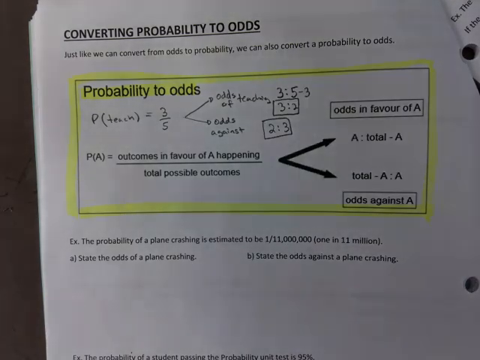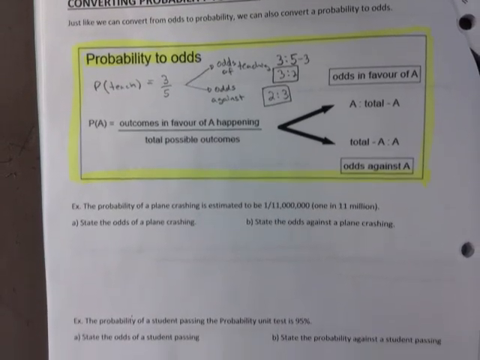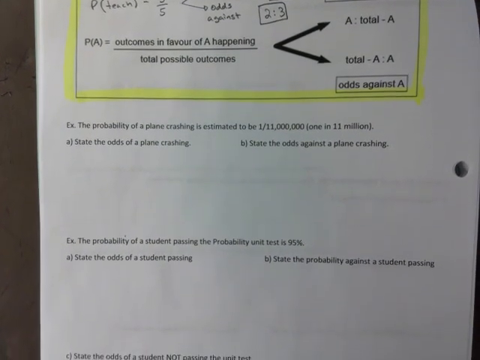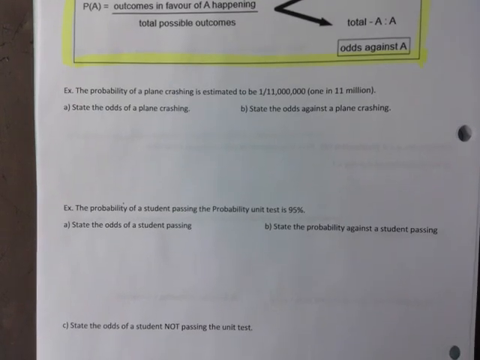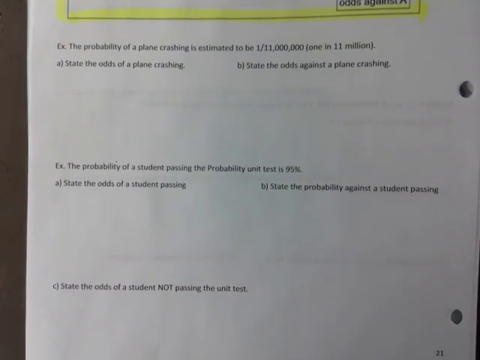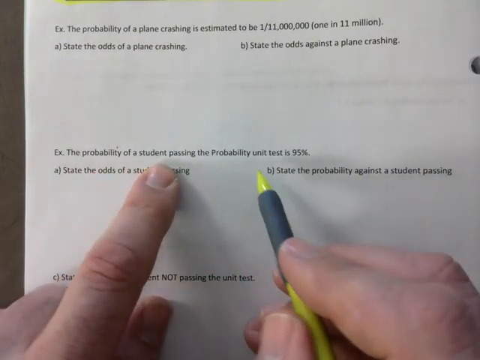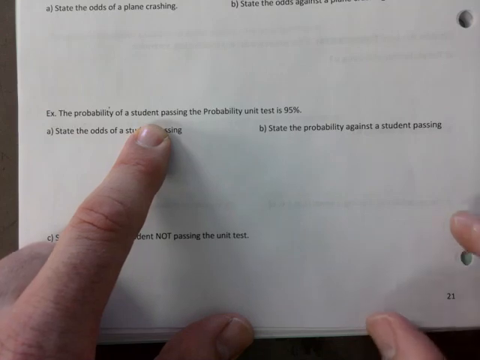Before we start, I'm going to do at least 2 examples. I'm going to skip the first one. Okay, plane crashing, I'm going to skip that. The reason why, it's a really big number, it's going to throw you off at first. So let's go straight to this one on page 21.